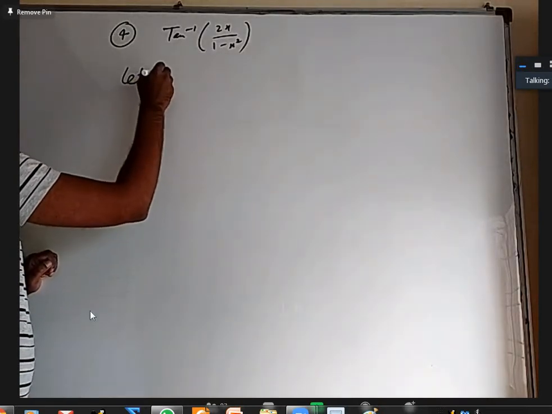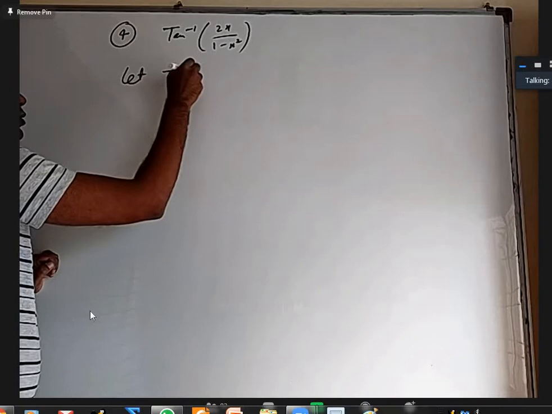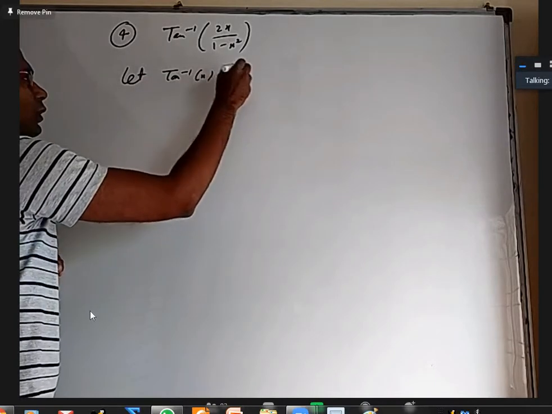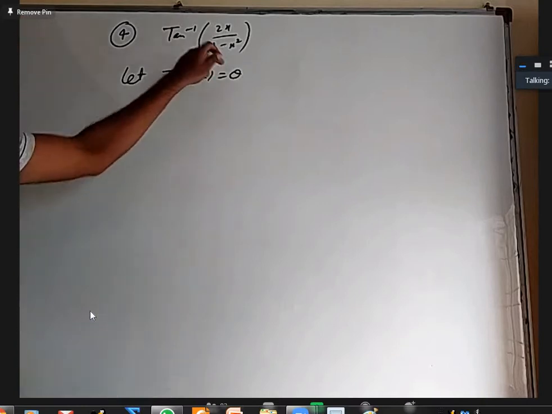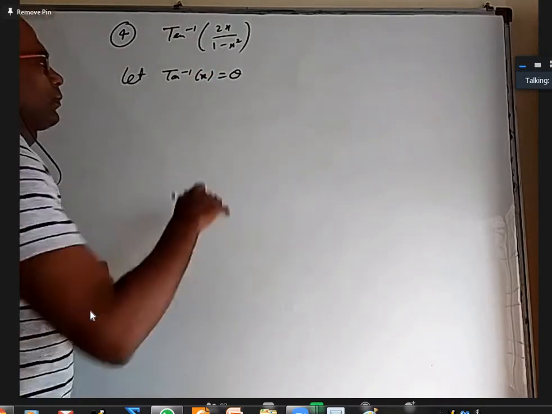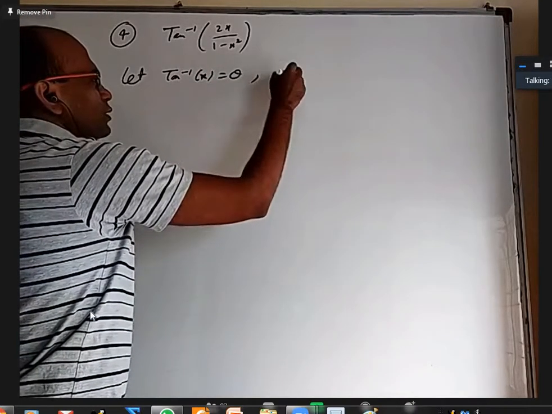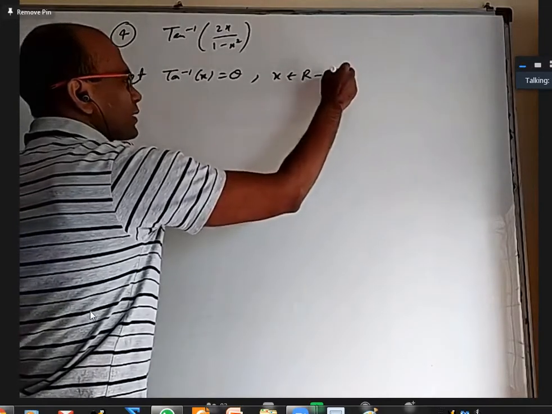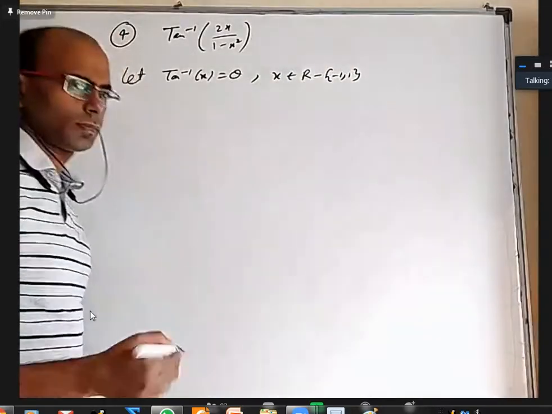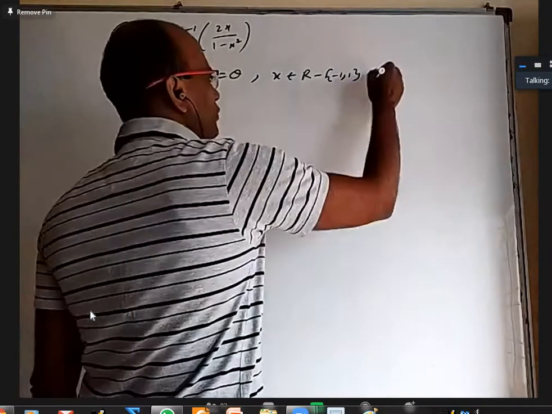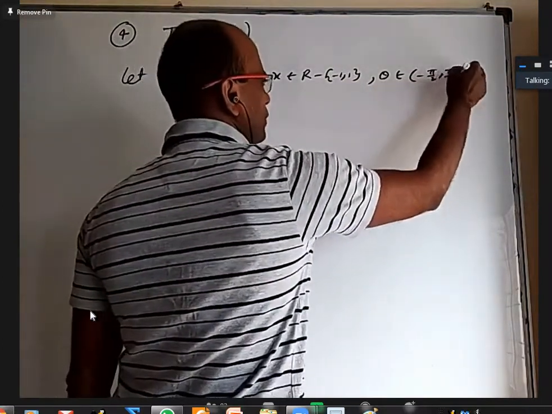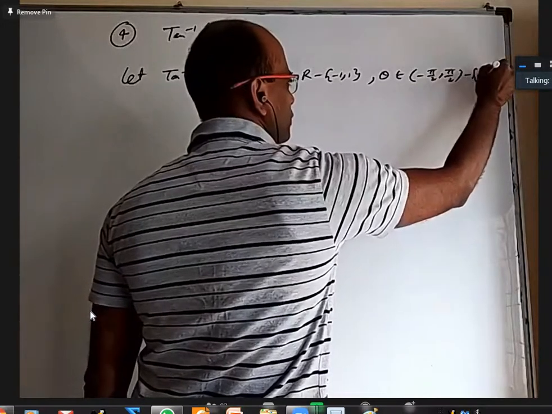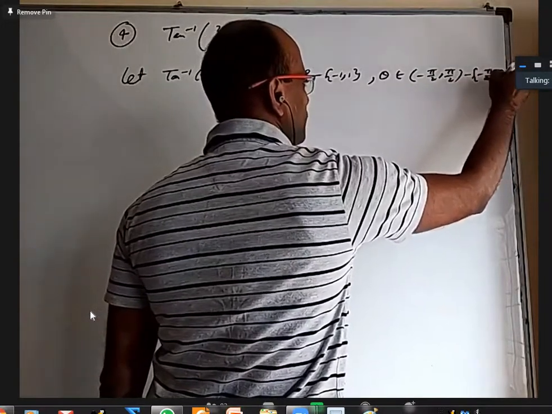Okay, let tan inverse x equal to theta. Obviously, this is not defined when x is 1 or minus 1, so we should avoid that. Okay, where x belongs to all real numbers except minus 1 and 1. And because of that, theta belongs to the open interval minus pi by 2 to pi by 2 except minus pi by 4 and pi by 4.